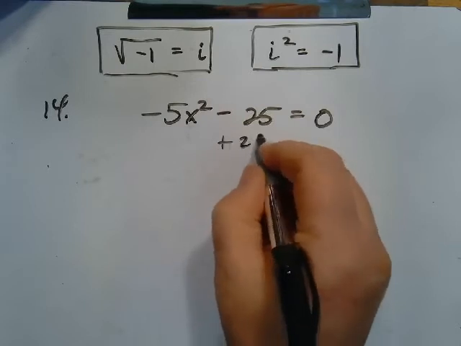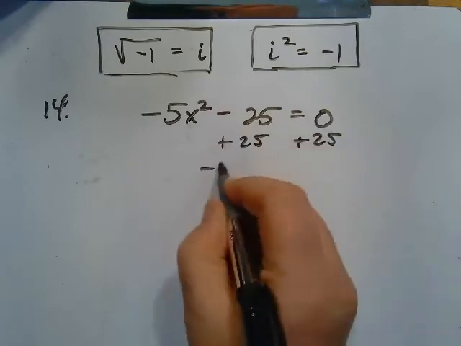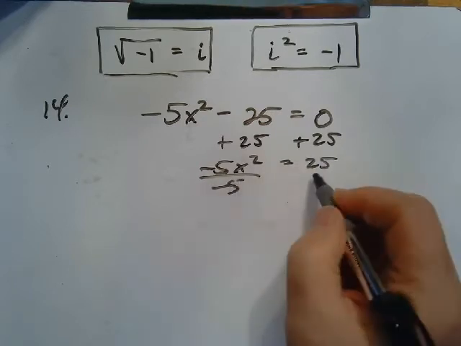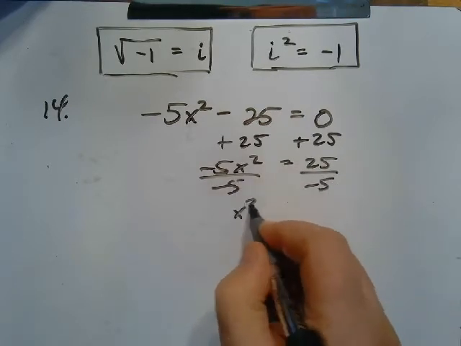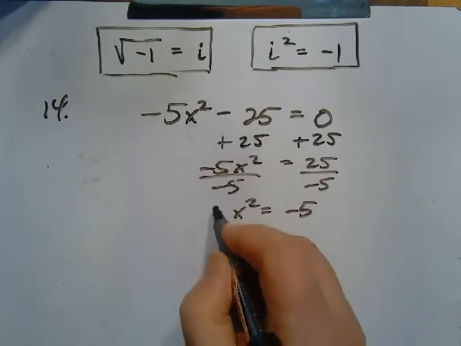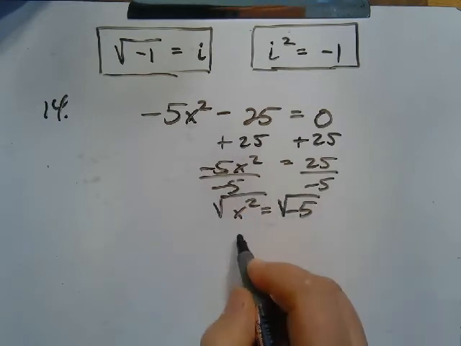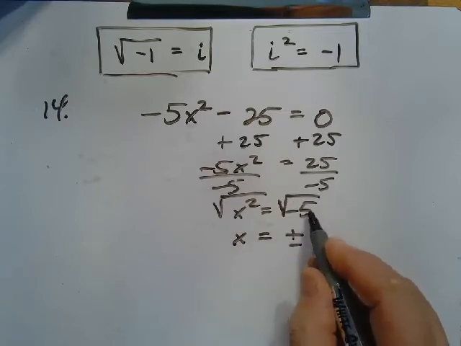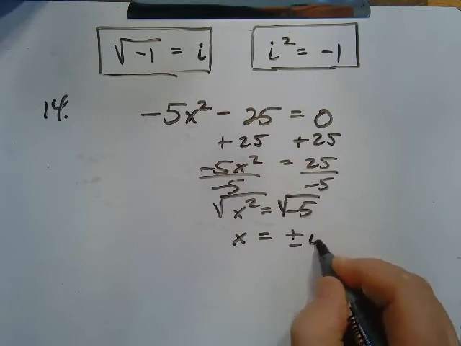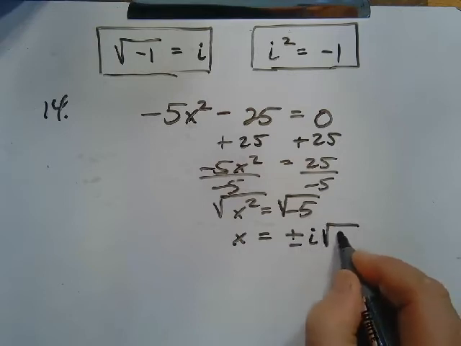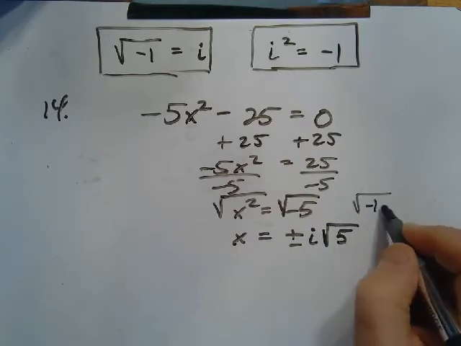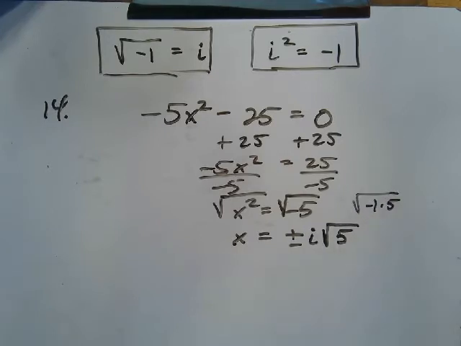All right, let's add 25 to both sides. And divide both sides by -5. And x squared is now equal to -5. And again, take the square root of both sides. We'll get two answers, plus or minus. Well, I don't need to write it out here, but the square root of -1 is i, and the square root of 5 stays behind. So, you could write that out if you wanted to, -1 times 5. Square root of -1 is a perfect square, see, right up there, okay?